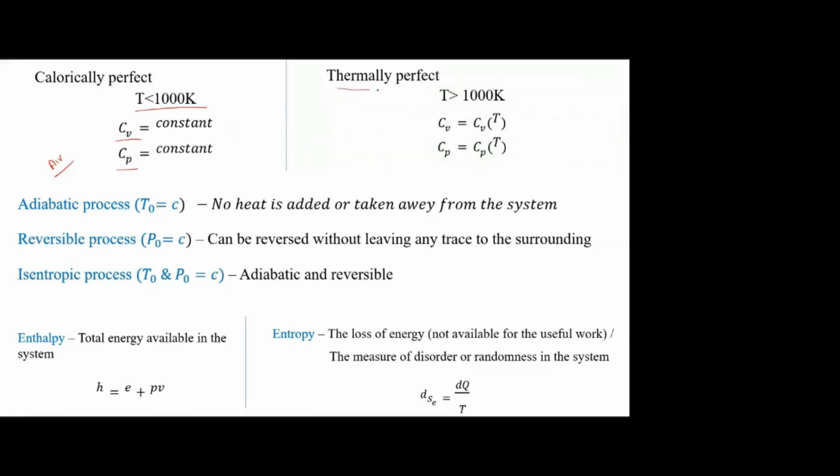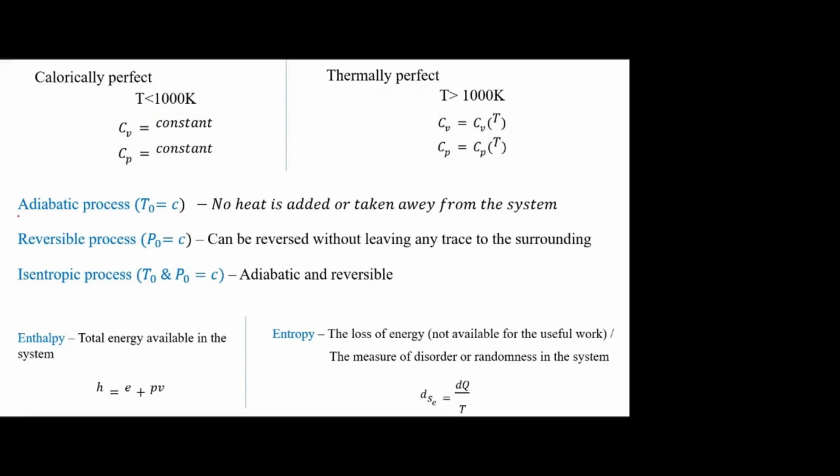Then the second one is thermally perfect, where the temperature is more than 1000 Kelvin. Maybe in hypersonic flow or in propulsion, the combustion gases, the temperature will be more than 1000 Kelvin. In that case, you should not take the constant value, because Cp and Cv will change depending upon the temperature. Okay, and next one is different processes.